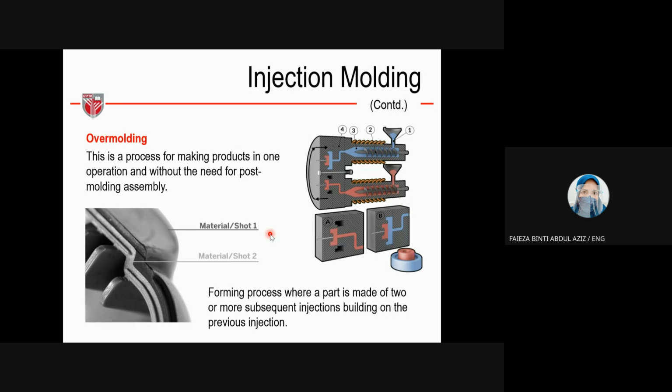Okay, next is overmolding. This is the process for making products in one operation and without the need for post-molding assembly. So we just make once. One process, no need to do any further process after that. So this is the first one and the second one. Material one and material two. This is first shot and this is second shot. It is a forming process where a part is made of two or more subsequent injections building on the previous injection.